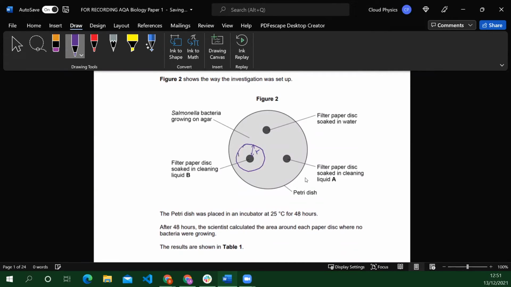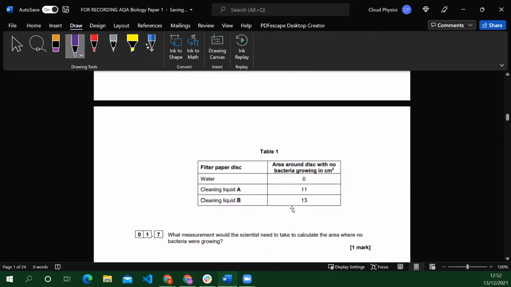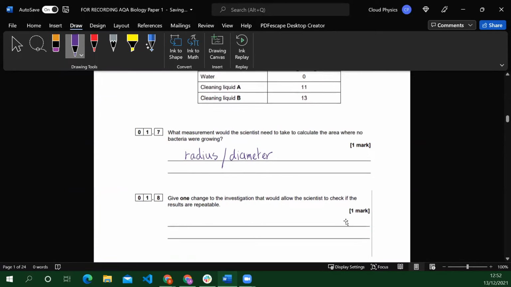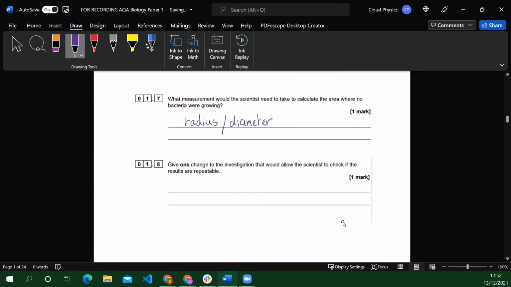So that's the radius there, or if you did the whole thing, the diameter. So you need the radius or the diameter, okay, and then you use pi r squared to work out the area, but the measurement is actually what you measure, so not the calculation. Radius, diameter. That's what you're actually measuring there. You might have done it at school before.